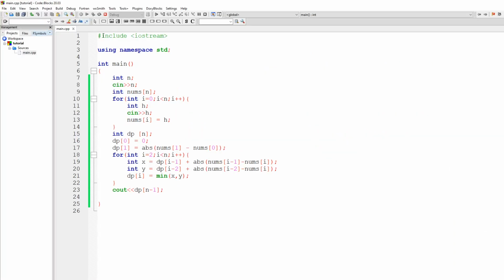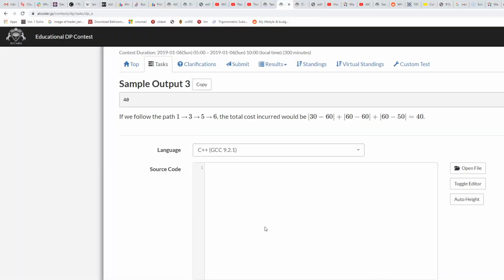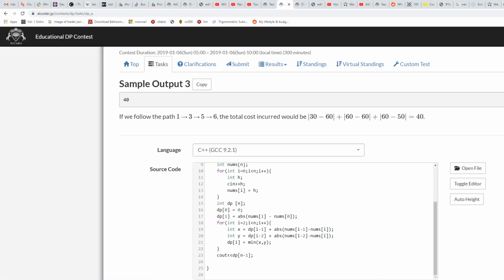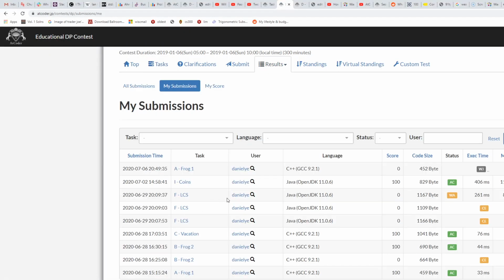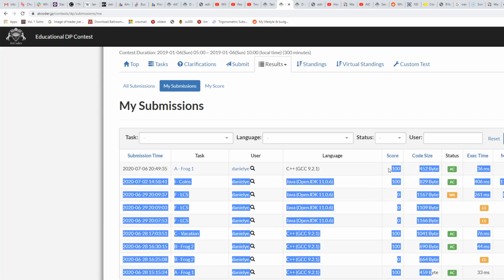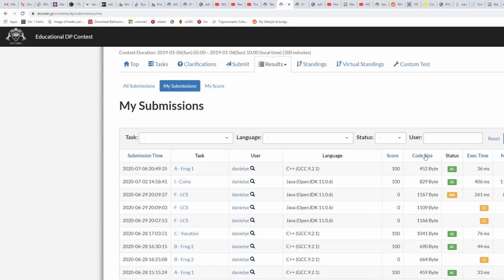Cool. Yeah, we're just gonna copy paste this, and we'll just hit submit, see what happens. Accepted, and we used 7 less bytes than last time.